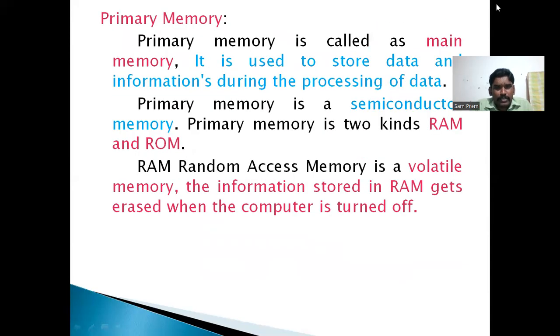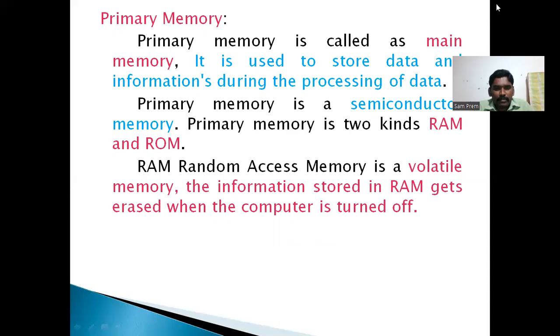And the next one, primary memory. Primary memory is called the main memory, and the data will be stored temporarily. That means whenever the application is running, the application data will be stored in RAM, that is random access memory. Primary memory is a semiconductor memory. Primary memory has two kinds of memory, RAM and ROM.